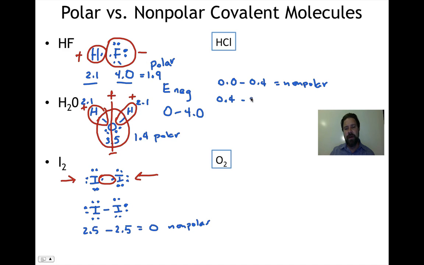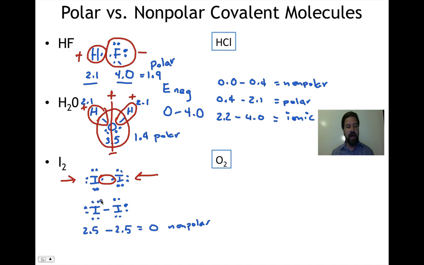0.4 to about 2.1, that kind of falls into the polar realm. And then if you go higher than that, 2.2 to 4.0 in difference of electronegativity, you actually wind up being more ionic than you are polar. So it's sharing so unequally that it completely strips the electron away.